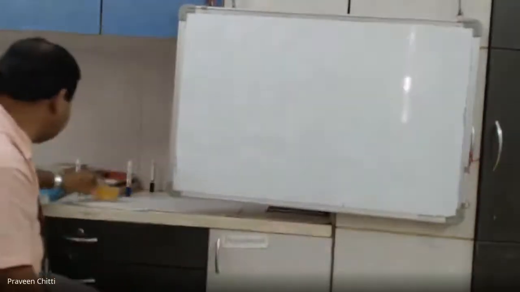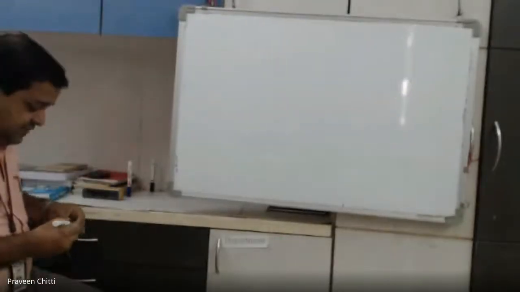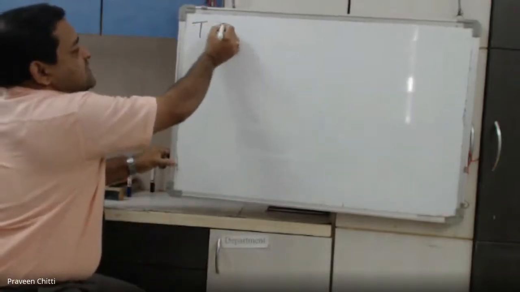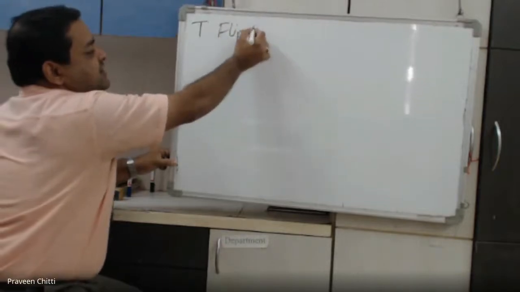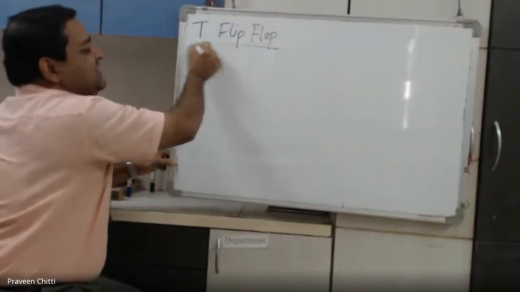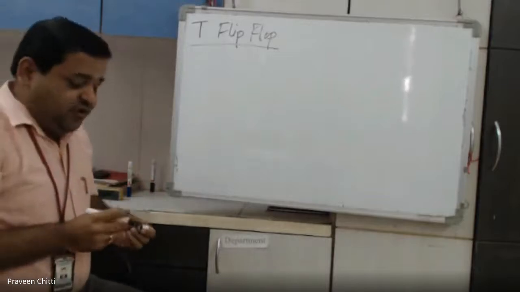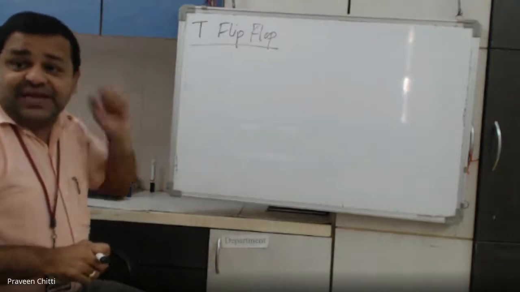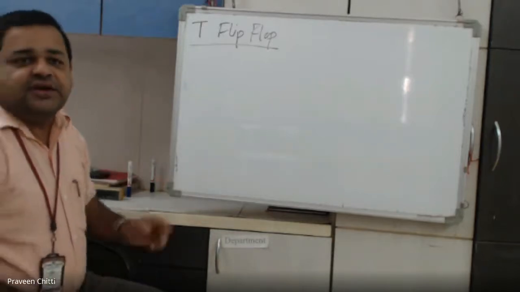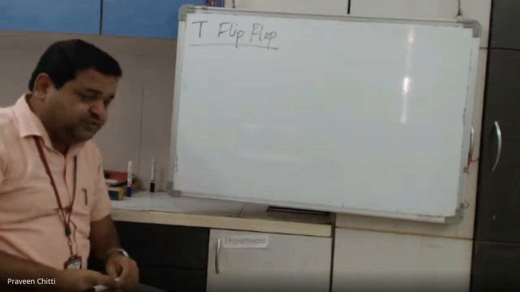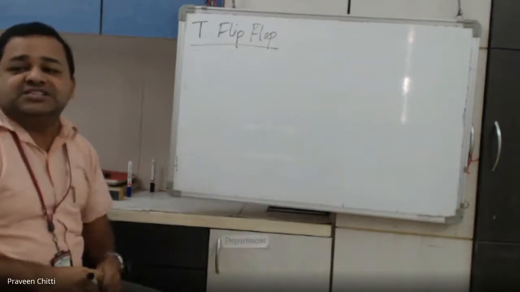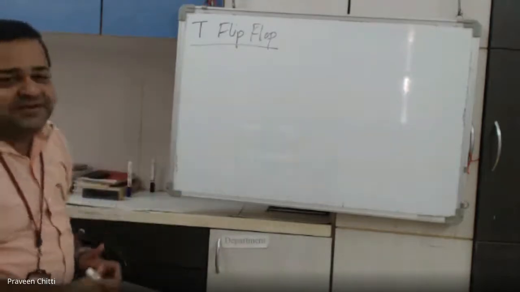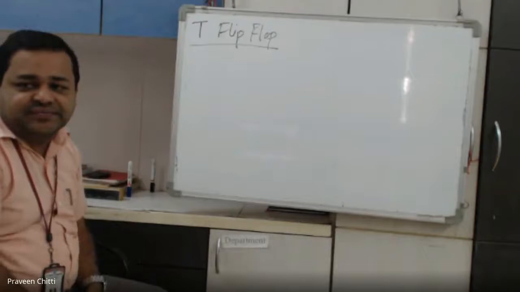Okay, now quickly we'll discuss the last flip-flop, that is the T flip-flop. Now, as the name itself indicates, unlike the JK and SR flip-flop, the T flip-flop has a single input, and that single input is denoted by T. Like the D flip-flop also has a single input, the T flip-flop also has a single input, and this T flip-flop is also called the toggle flip-flop. That means a part of the JK flip-flop operation is implemented here, right?